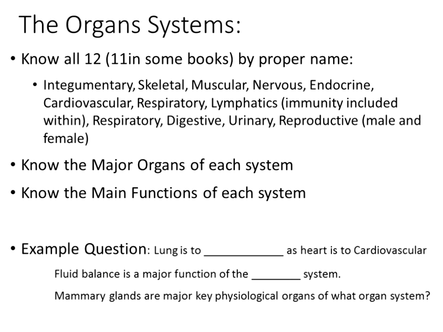And within each of these organ systems, you need to know the major organs, and they are listed in chapter 1, and they're listed in your lab manual. And then you need to know the main function. So if I'm to ask you a question, lung is to blank as heart is to cardiovascular, just like on your ACT and SAT, I'm giving you an organ and asking you what system it belongs to, similar to how I'm giving you an organ and I'm telling you which system it belongs to.